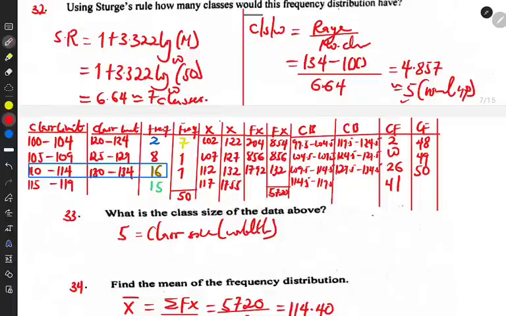So for you to know that you are right when it comes to cumulative frequency, your last value of the cumulative frequency is supposed to be equal to what? The total frequency. And here we can clearly see that it is true. The total frequency is 50, 50. We are true with that. So let's take note of that.